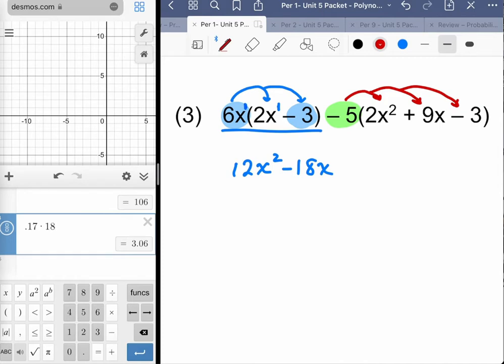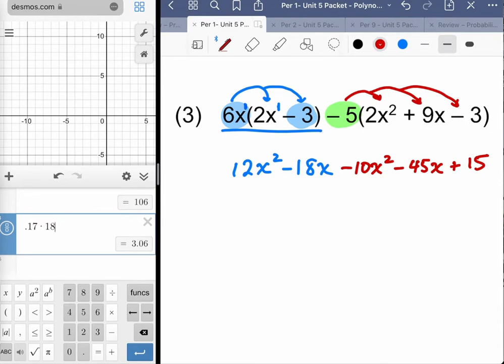So any variable and associated exponent is going to come along for the ride. I'm just multiplying coefficient by coefficient in each case. So negative 5 times 2 will give me a negative 10, so negative 10x squared. Negative 5 times 9, so negative 45. Bring the x along for the ride. Negative 5 times negative 3, positive 15.